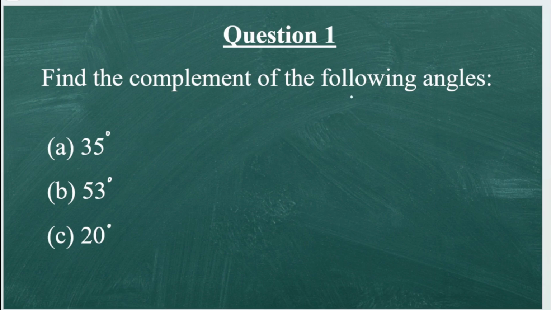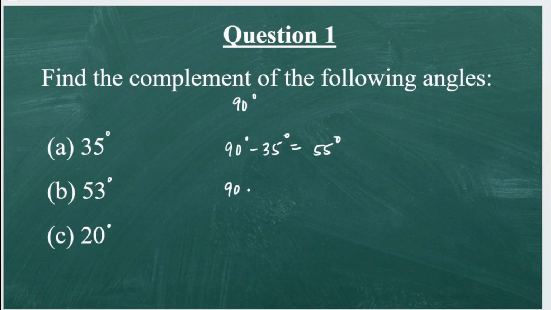Question 1. Find the complement of the following angles. Two angles are complementary if their sum comes out to be 90 degrees. So if one angle is 35, the other angle will be 90 degrees minus 35 degrees, and that gives us 55 degrees. So the complement of 35 degrees is equal to 55 degrees.